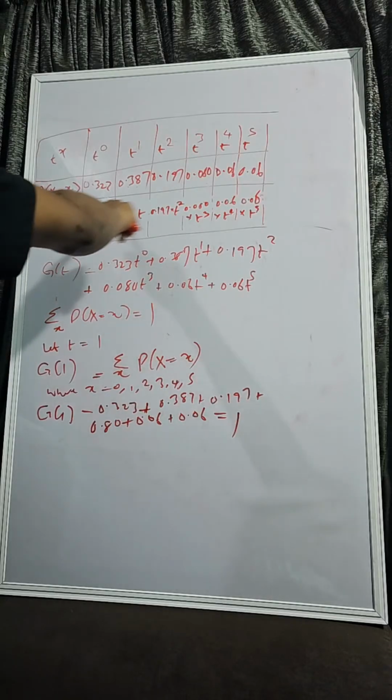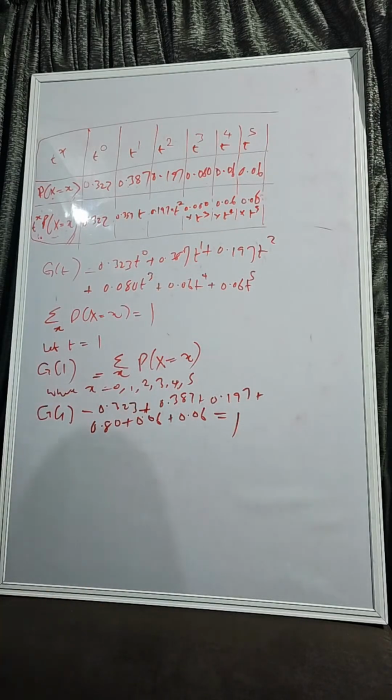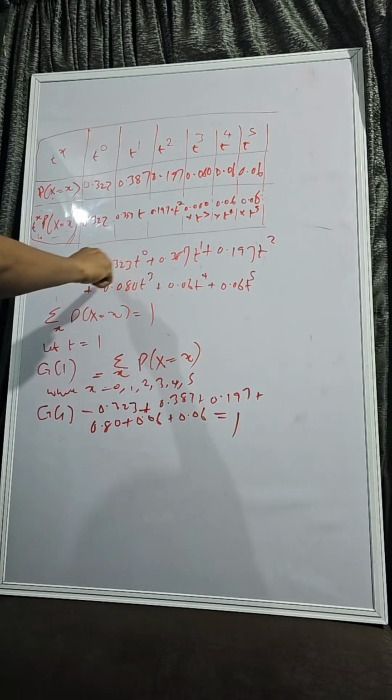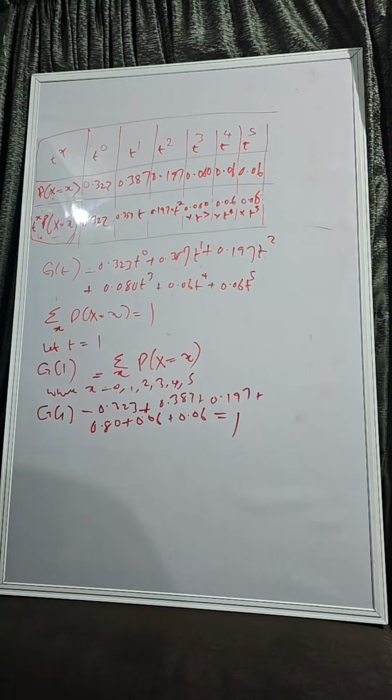Now, if you look at this, what does this remind you of? Reminds you of this. Reminds you of this. So now, in order for us to generate the PGF, the probability generating function, we can get the sum of the products between T raised by x and its individual probabilities. So what does that mean?